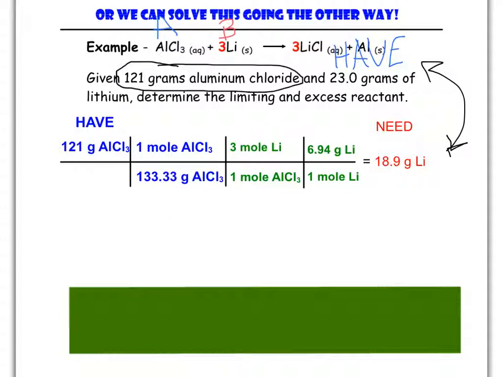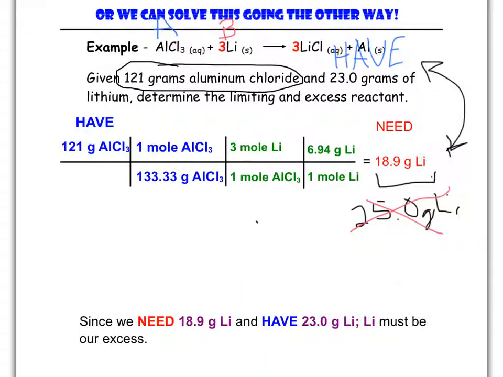This is a good way to double check your work because we already solved in the last problem that aluminum chloride was our limiter, so therefore lithium should be excess. If for some reason you ended up getting a number here larger than the amount of lithium available, so let's say for example you got some answer equal to 25 grams of lithium needed, you would know that you made a mistake because for both you would need more than you have. To put this problem in word form, down here we say that since we need 18.9 grams of lithium and we have 23 grams, lithium must be our excess.